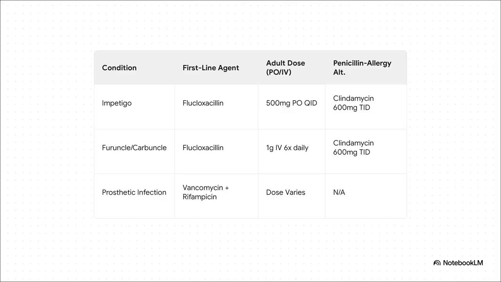When it comes to treatment, you have to remember 2 things: source control and antibiotics. For any fluctuant furuncle and all carbuncles, you have to do an incision and drainage. It's not optional. Antibiotics just can't penetrate a walled-off abscess effectively. Once you've got drainage, you hit it with systemic therapy. Flucloxacillin is your workhorse for MSSA. And notice the dosing. For a deep infection like a carbuncle, we're hitting it hard with high-dose IV therapy for weeks. If you've got a penicillin allergy, clindamycin is your go-to alternative.